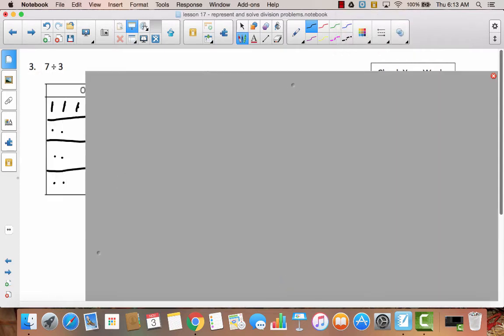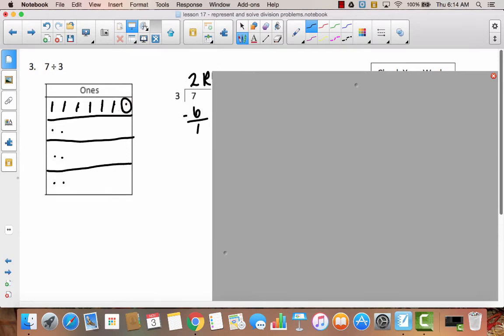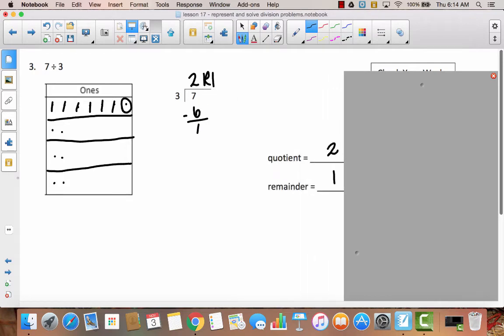So I had 7. I went ahead and put my 7 ones across the top. 1, 2, 3, 4, 5, 6, 7. I divided it into 3 groups. 1, 2, 3. When I divided my 7 ones, I ended up with 2 ones in each group, and I had 1 left over. So now I want to show that in my long division. I showed that I had 2 in each group, and when I used my 2 ones 3 times, that used a total of 6 ones, and that left the 1 left over. So I had a remainder of 1. So I had a quotient of 2 and a remainder of 1.